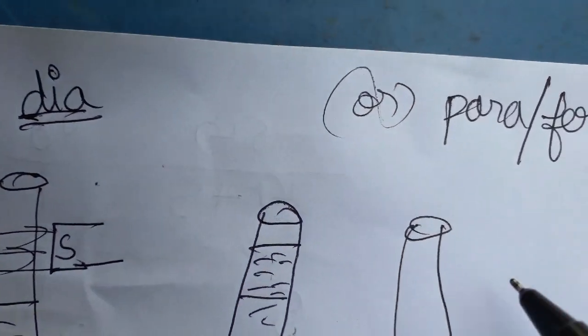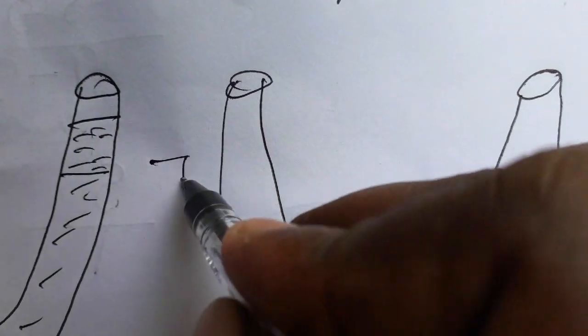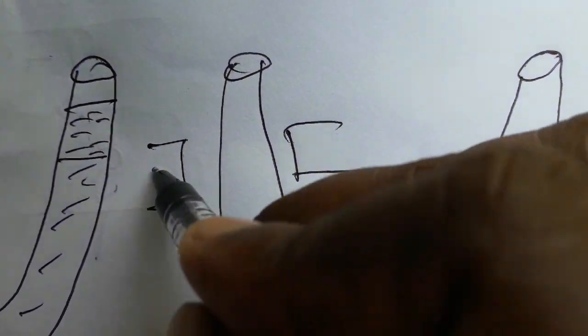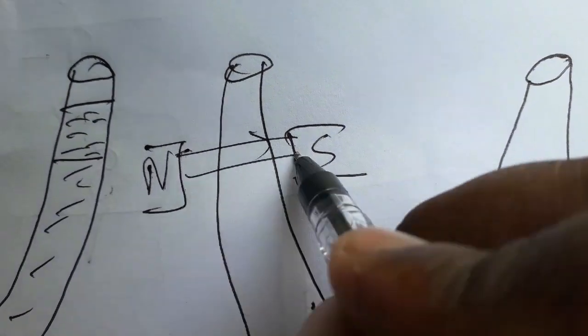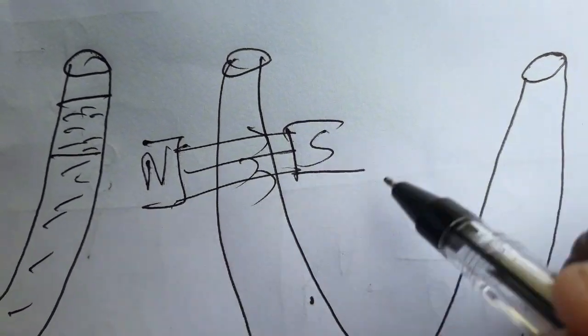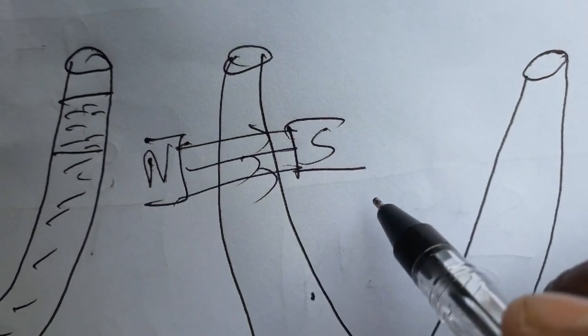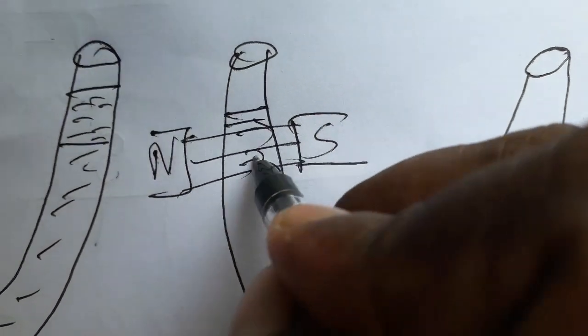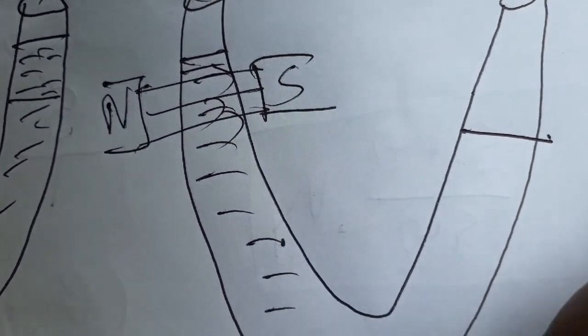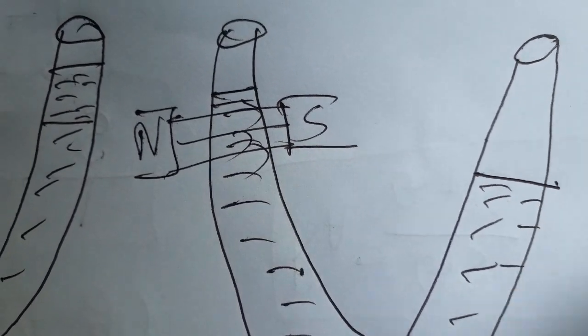The same experiment I am doing with the para and ferro materials. Para and ferro means it will move towards the strong magnetic field. If you apply the strong magnetic field, the liquid was already at one level, now the liquid on this side will fall and on this side will rise. The reason is that para and ferro materials move towards the strong magnetic field.